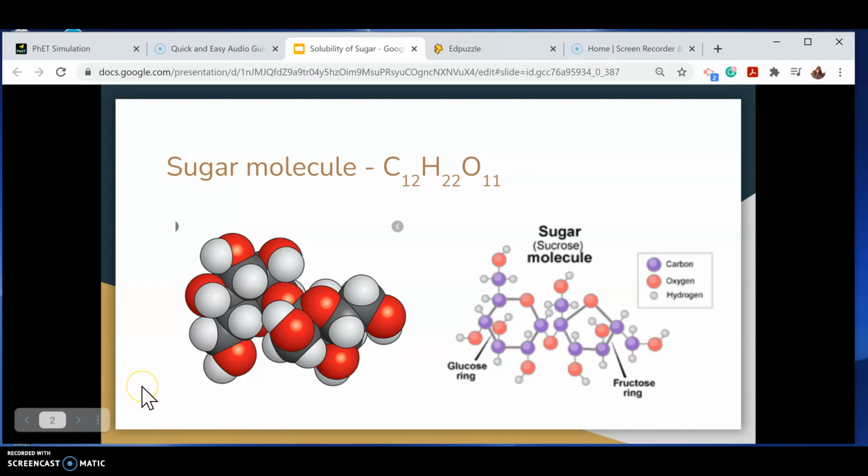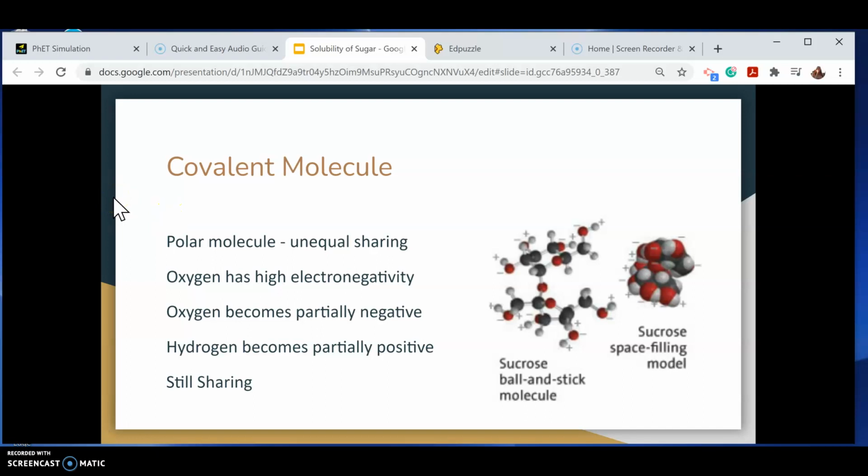Now, sugar is also a polar molecule because it has oxygen and hydrogen just like water does. And oxygen, hydrogen, and carbon make a covalent molecule. It does share, but it doesn't share equally because the oxygen pulls more on the electrons than the hydrogen because it has a high electronegativity. So just like in water, oxygen becomes partially negative and hydrogen becomes partially positive, but they still stick together because they are sharing electrons, which is different than an ionic compound. An ionic compound doesn't share electrons, it transfers the electrons. And so when it dissolves, something a little bit different happens.